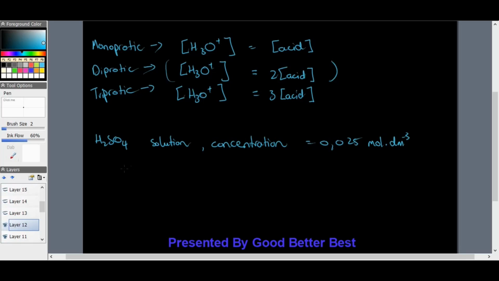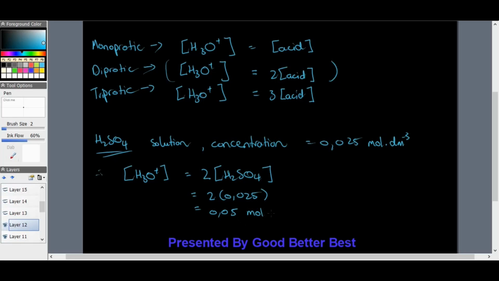So basically the concentration of H3O plus equals 2 times my acid, which is H2SO4. Now they gave me that concentration, so the concentration was 0.025, so 2 times 0.025 should give me a value of 0.05 mole per decimeter cubed. Now that's obviously not my final answer. They want me to calculate the pH.